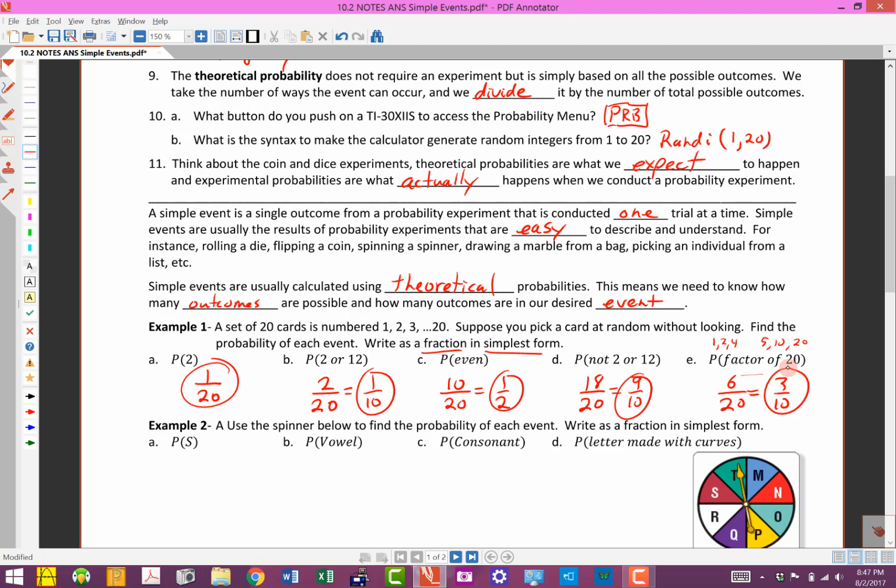So those are simple events like we were talking about. Pretty easy to describe, pretty easy to understand. All we need to know is how many outcomes are possible. In this case, there were 20. And how many outcomes are in our desired event. So how many 2s were there? How many 2s or 12s were there? How many evens were there? Things like that.